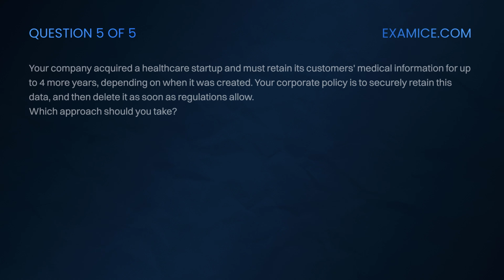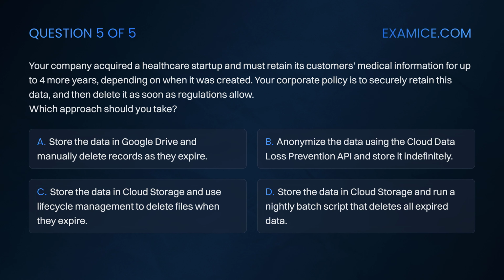Question 5. Your company acquired a healthcare startup and must retain its customers' medical information for up to 4 more years, depending on when it was created. Your corporate policy is to securely retain this data and then delete it as soon as regulations allow. Which approach should you take? Option A, store the data in Google Drive and manually delete records as they expire. Option B, anonymize the data using the Cloud Data Loss Prevention API and store it indefinitely. Option C, store the data in Cloud Storage and use lifecycle management to delete files when they expire. Option D, store the data in Cloud Storage and run a nightly batch script that deletes all expired data.